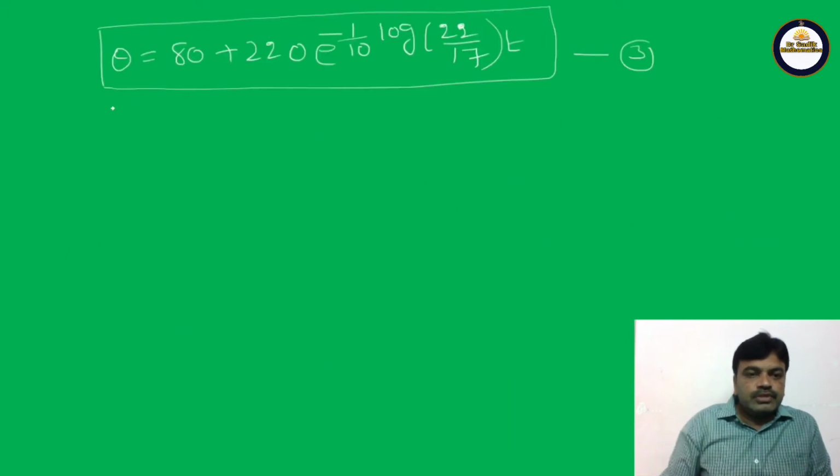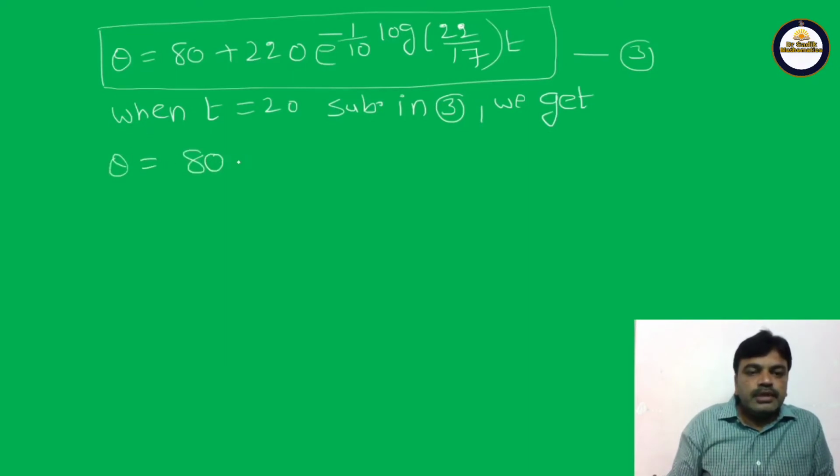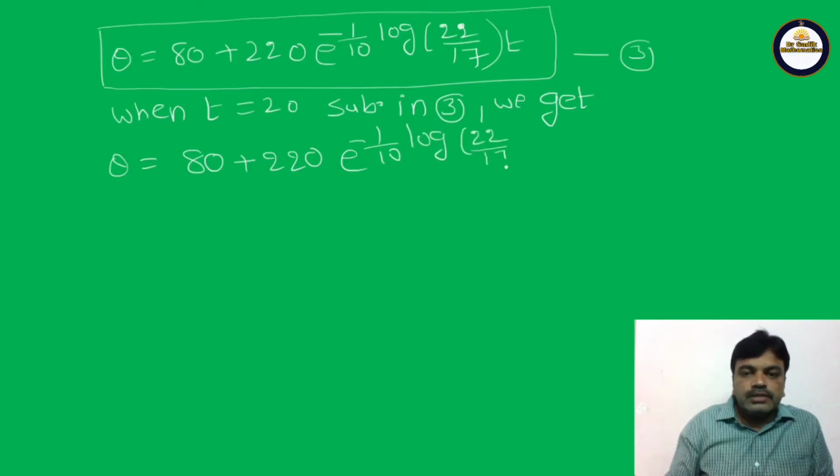Substitute t equal to 20 in equation 3. We get theta equal to 80 plus 220 e power minus 1 by 10 log 22 by 17 into the t value, which is 20.